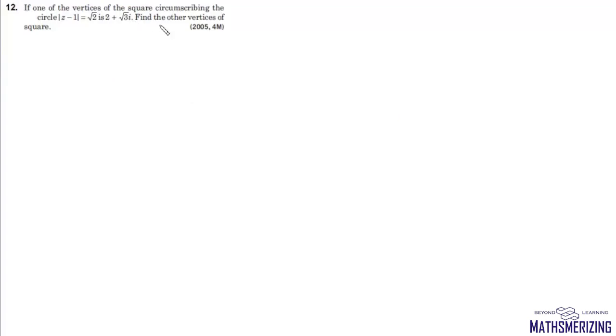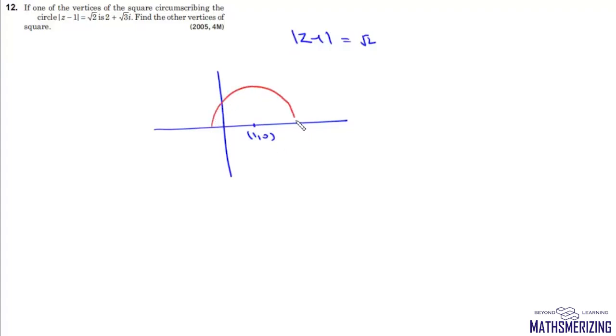Now here the question is, if one of the vertices of the square circumscribing the circle mod of z minus 1 equals root 2 is 2 plus root 3 iota, then find the other vertices of this square. So we have this circle whose center is at 1, 0 and whose radius is root 2. That says there is a square which is inscribed in this circle. And one of the points is 2 plus root 3 iota. Now we need to find the other vertices of this square.